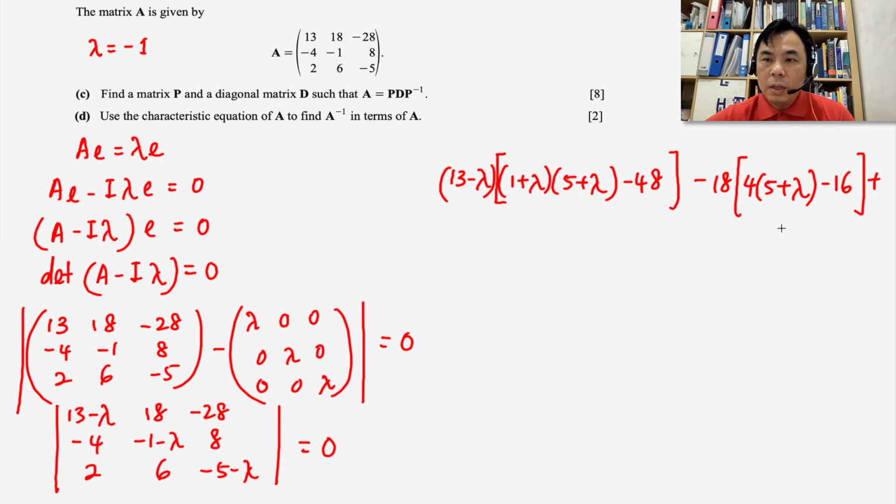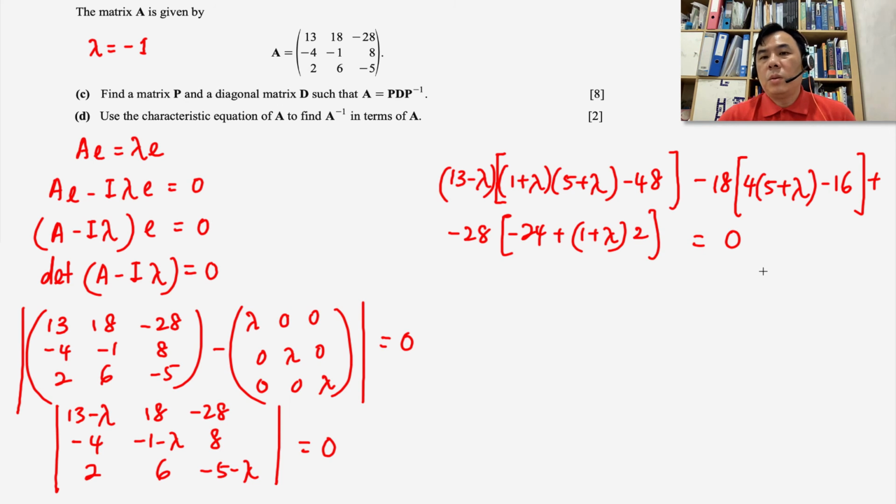And then finally, I need to add them up to the last one, which is negative 28. Now that will be negative 24 plus 1 plus lambda multiplied by 2. And then the entire thing must be equal to 0 here. All right. Now, for this, it shouldn't be a problem at this point. So all you need to do is just finish off this particular expansion here.